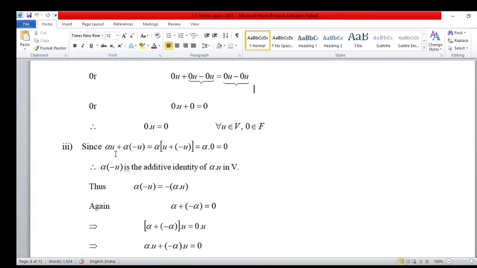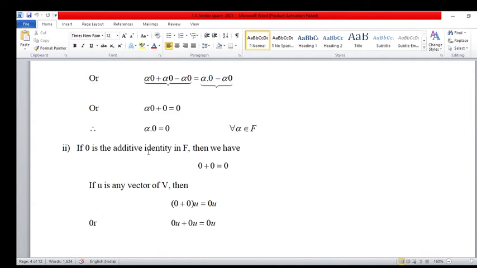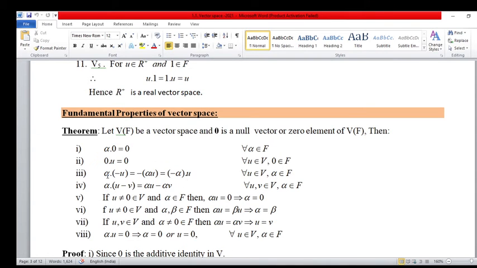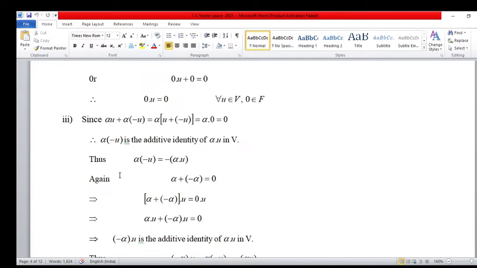The third is alpha u plus alpha minus u. What is the third? Alpha dot minus u is equal to minus alpha u. For this, in the third, alpha u plus alpha minus u is equal to alpha common, u minus u, and this is the plus symbol. u and u cancel. This is alpha into 0 is equal to 0. Therefore, this condition shows it is equal to 0.